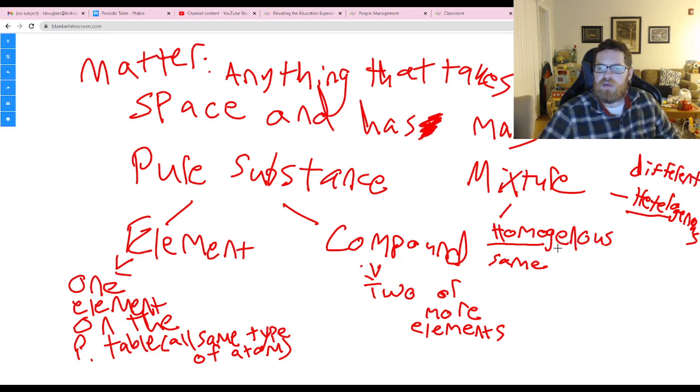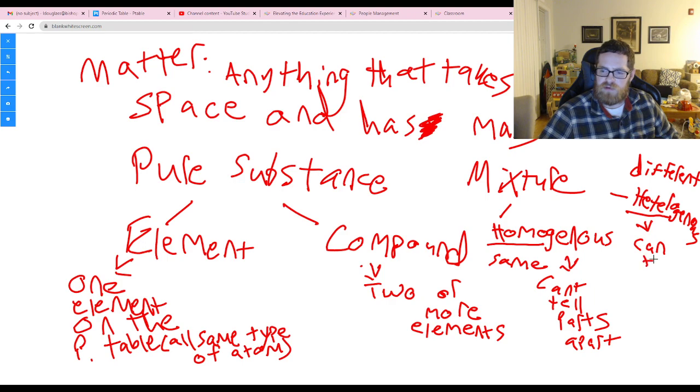A homogeneous mixture is one that has all the same consistency. You can't tell one part from another. Can't tell parts apart. Whereas heterogeneous, right, you can tell different parts apart.